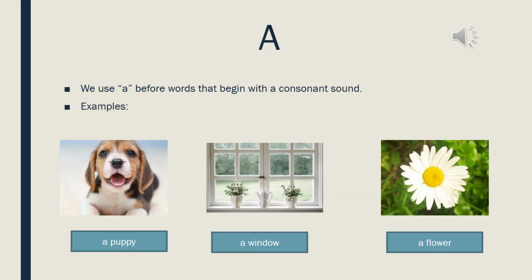Indefinite article a. In isolation, we tend to call this article a, but its pronunciation changes when we add another word to it. Let's see how. We use a before words that begin with a consonant sound. For example, a puppy, a window, a flower.